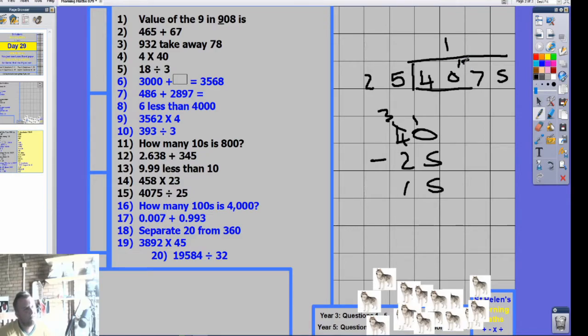So let's go 157 now. 25, 50, 75, 100. Okay, so that's 4. 125, 150. So 7. 25 times 7 is 150. 25, 50, 75, 100, 125, 150. How much is left over? Because it's 150, it's 7 left over. 25, 50, 75. 3 times. And there's your answer: 163.